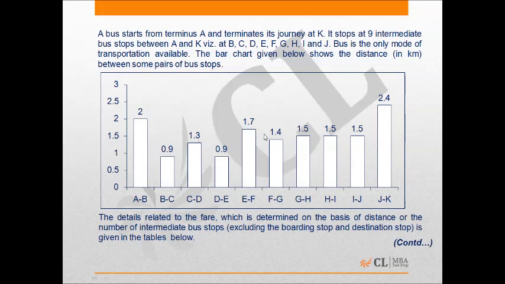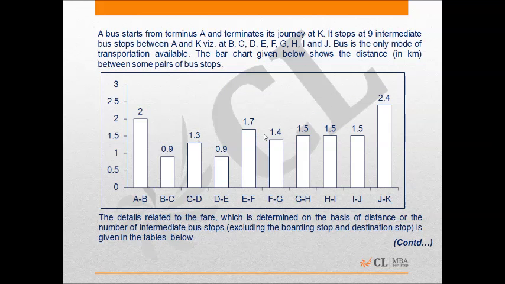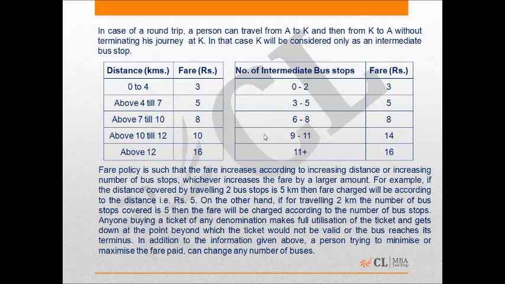is 2 kilometers, and that between E and F is 1.7 kilometers. So using this arrangement we can find the distance between any two stations, and it is also given that the details related to fare, which is determined on the basis of distance or the number of intermediate bus stops excluding the boarding stop and destination stop, are given in the table below.